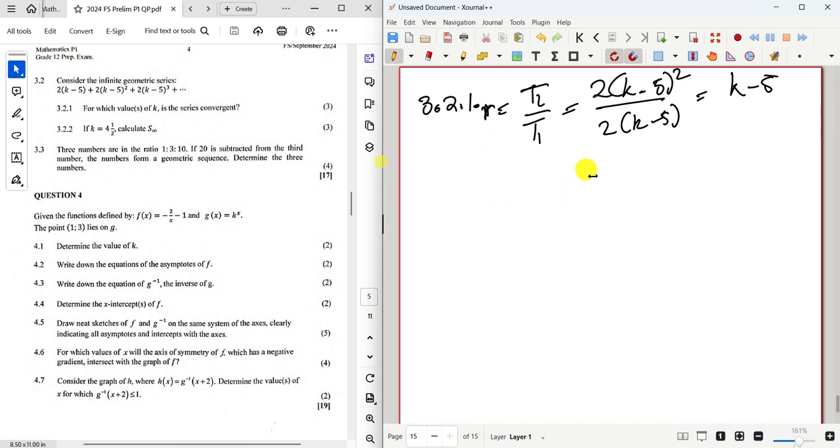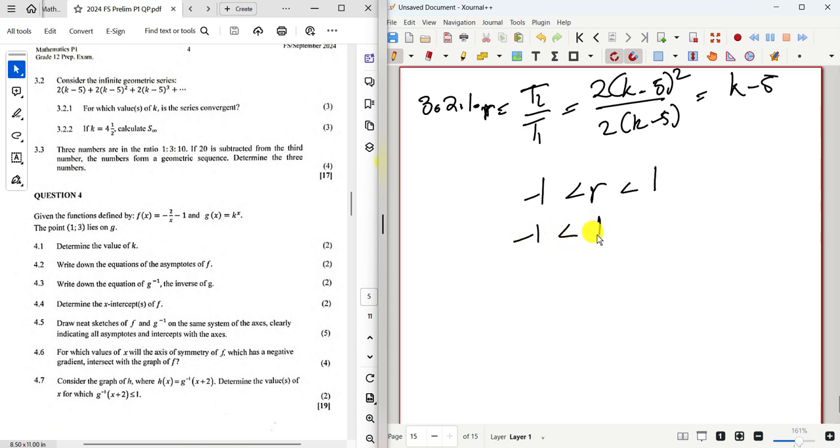Therefore, for a series to be convergent, r must be greater than negative 1 but less than 1. However, we found our r to be k minus 5. Therefore, it will be minus 1 plus 5, which is 4, and then 1 plus 5 will be 6, and that's your answer. Okay, perfect.